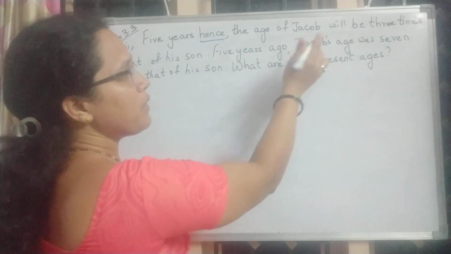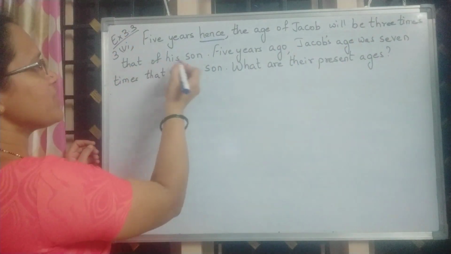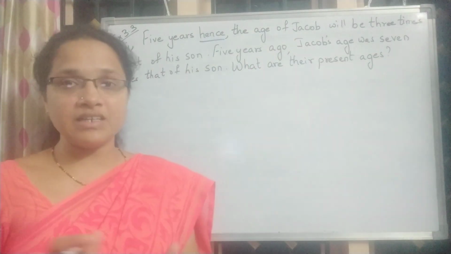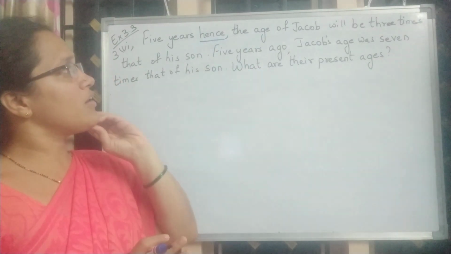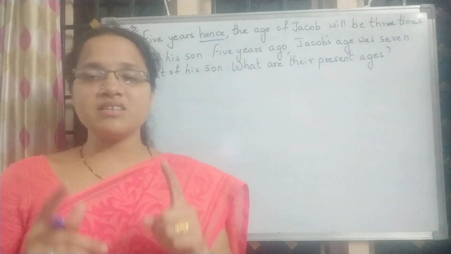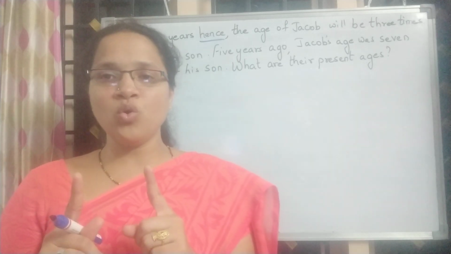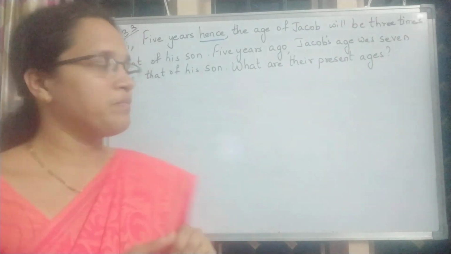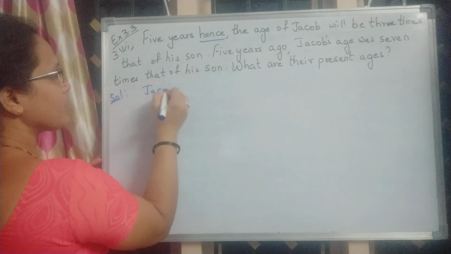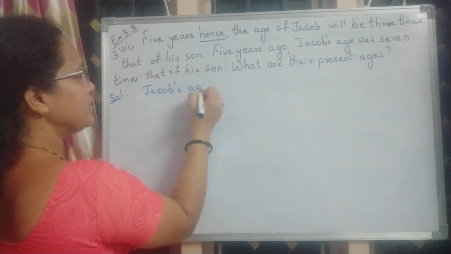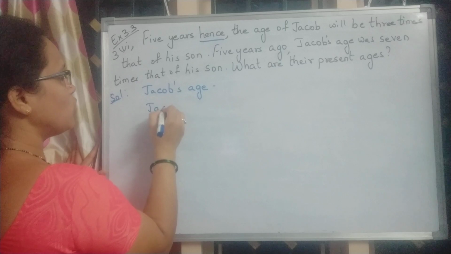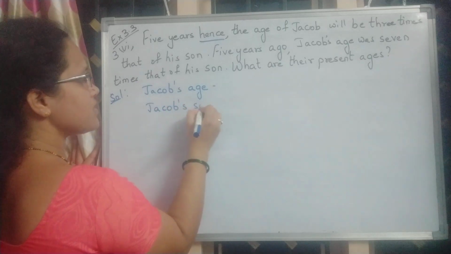The age of Jacob will be 3 times that of his son. So there's a full stop here. Let me first analyze the first sentence. 5 years from hence, the age of Jacob will be 3 times that of his son. That means there is a relation, and here there are two variables. Who? Jacob and Jacob's son. First and foremost you should identify that there are two things here.